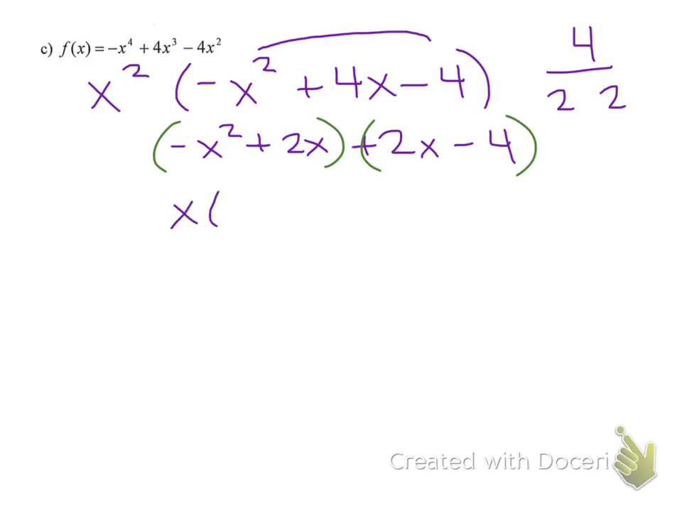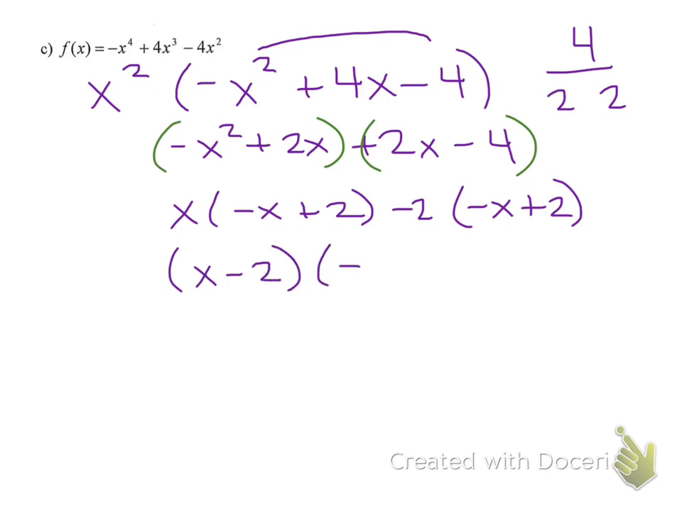So I'll take out an x, I'm left with -x plus 2. Over here, I need to make them match, so I'm going to take out a -2, and that will change this to be a -x plus 2. And now I have an x minus 2 and a -x plus 2. And the x squared that we pulled out from the very beginning is still here.